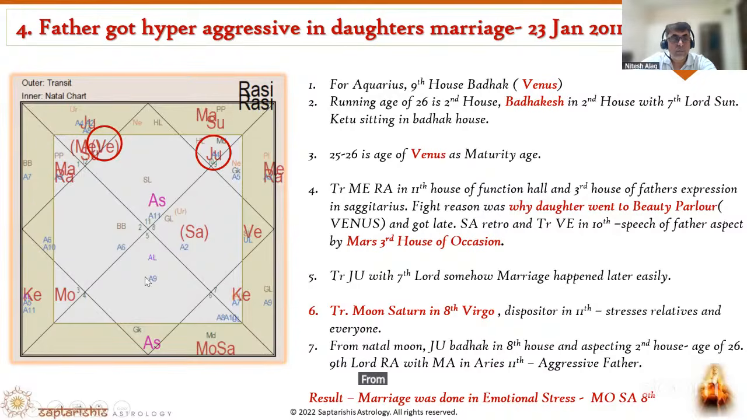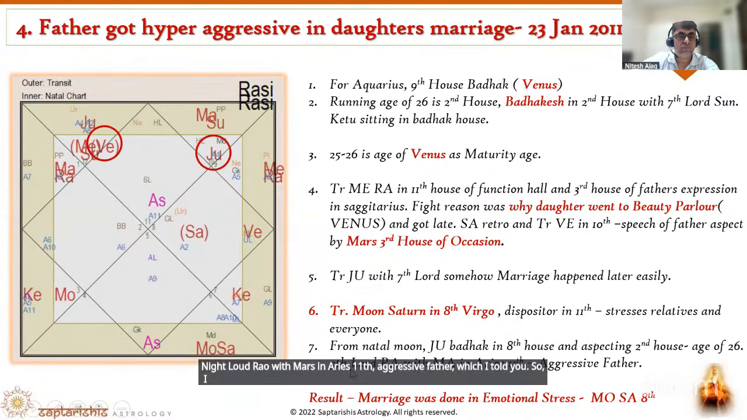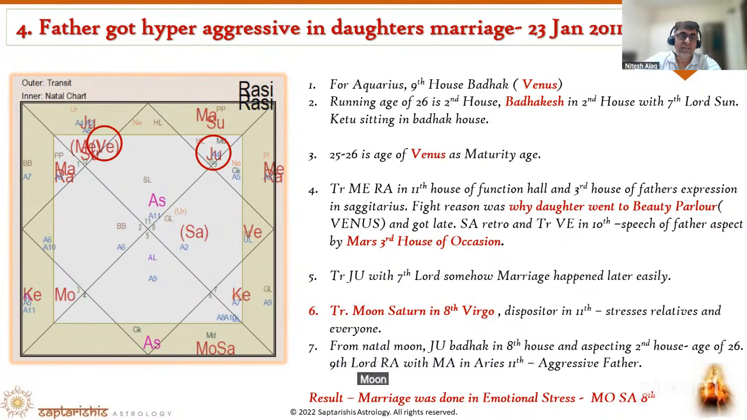From the natal Moon, which is this one, Moon Ketu again. Jupiter Badhak is in the eighth house, this one, and aspecting the second house, age of 26, this one. Ninth lord Rahu with Mars in Aries 11th, aggressive father, which I told you. So I hope these four cases are clear. So marriage was done. The result was the marriage was done, but in emotional stress. Moon Saturn 8th. That's the reason.